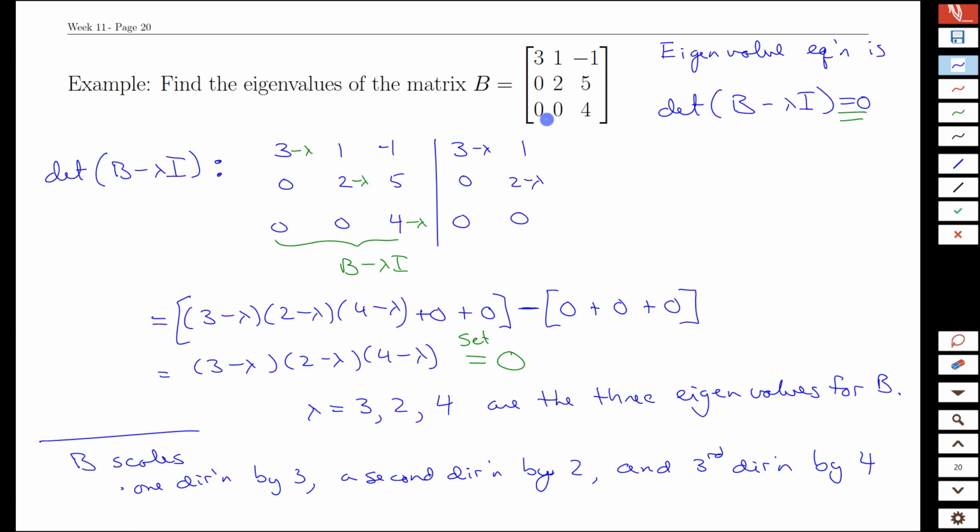Remember, we're trying to encapsulate what this matrix does, and we're most of the way there, or we're halfway there really. We've identified what scaling factors it's going to apply, and now we just need to figure out, well, what direction gets scaled by 3, what direction gets scaled by 2, and what direction gets scaled by 4. That will be our next step, which is finding the eigenvectors that go with the eigenvalues.